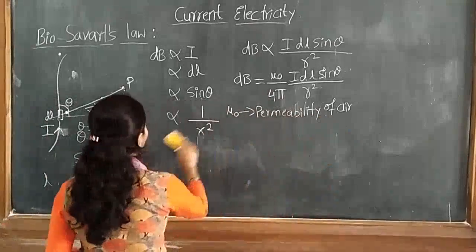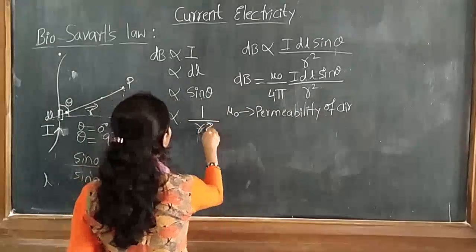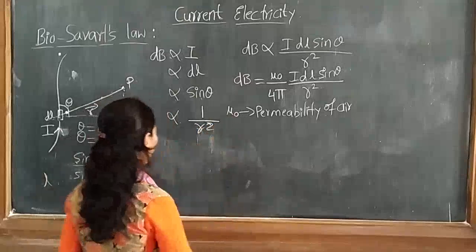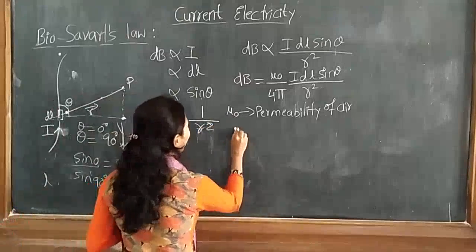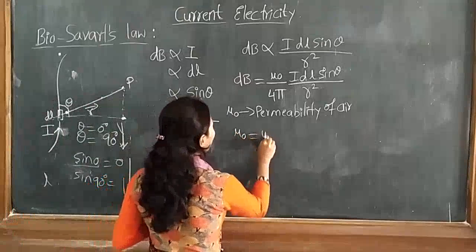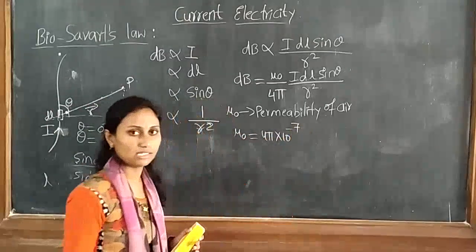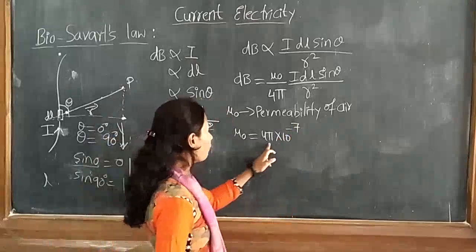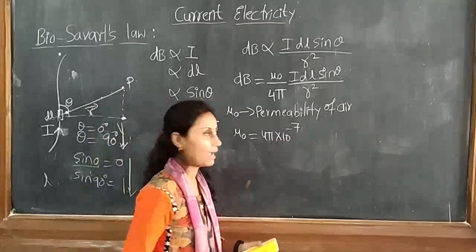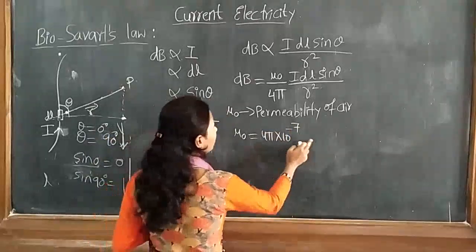And now I should find the value of mu naught. So what will be the value? Actually the value of mu naught is 4 pi into 10 raised to minus 7. So the value of mu naught is 4 pi into 10 raised to minus 7. And what will be the unit of this?